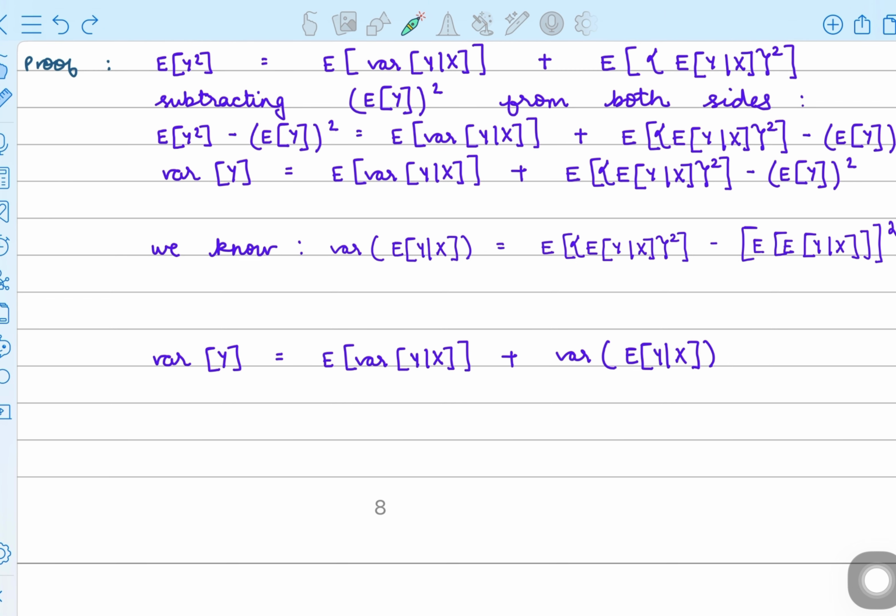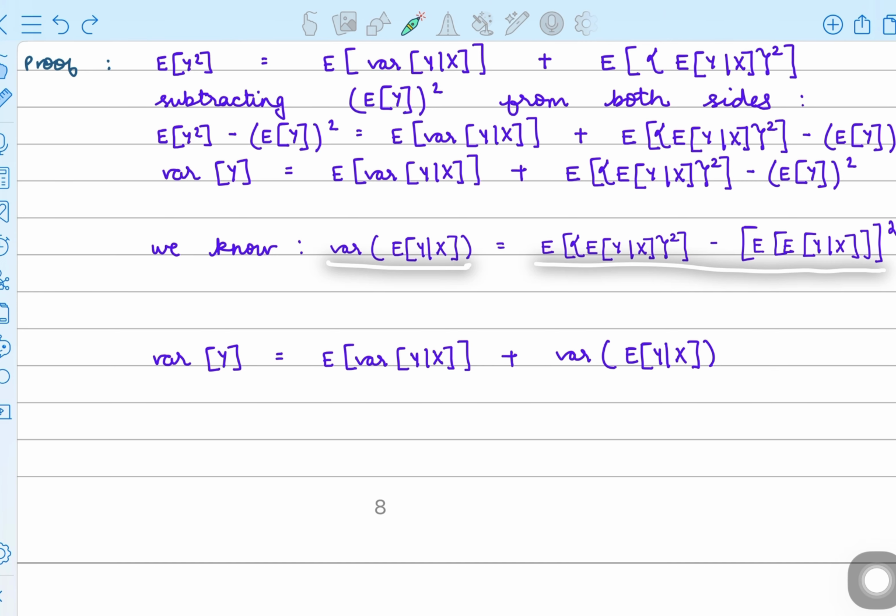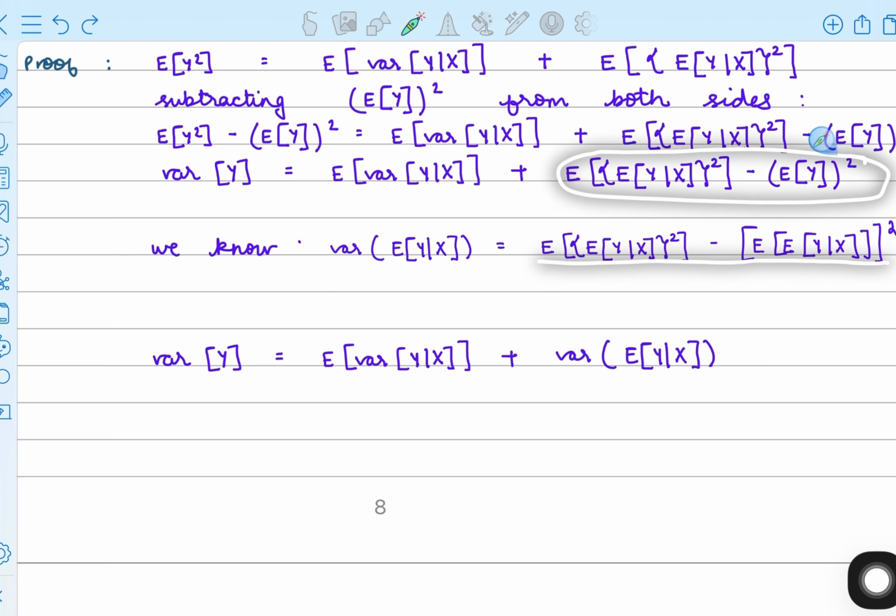We start with the previous result and then we subtract expectation of y whole square from both sides. On the RHS, this gives us the variance of y, and using the previous results, we know that the variance of the expectation of y given x gives us the following formula. So we can substitute this formula here, which gives us our final result. From here, we get the formula for variance of y.